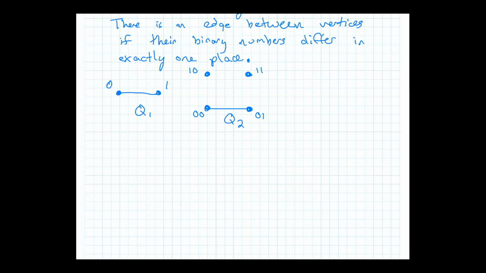Now here, 0, 1, 1, 1. The 1 and the 0 don't match. The 1 and the 1 do match. So they differ in one place. So that gets an edge.